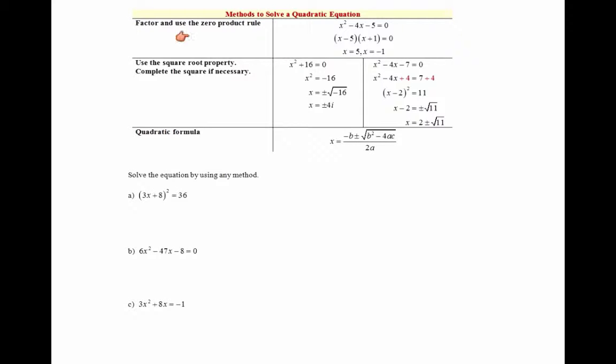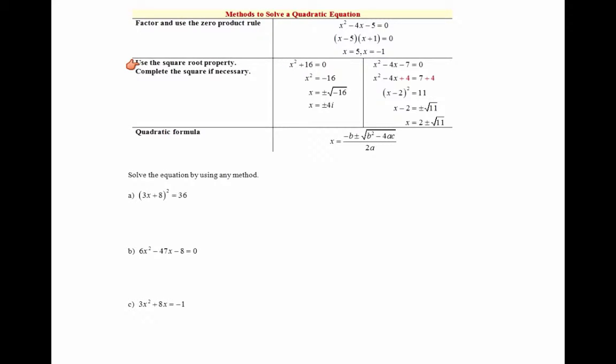Okay, so far we looked at 3 different methods to solve quadratic equations. One was factoring, when you have an equation like x squared minus 4x minus 5 equal to 0. If I factor this, I can solve for x. I can write this as x minus 5 times x plus 1 equal to 0. So x minus 5 equal to 0 results in x equal to 5. X plus 1 equal to 0 would be x equal to minus 1.